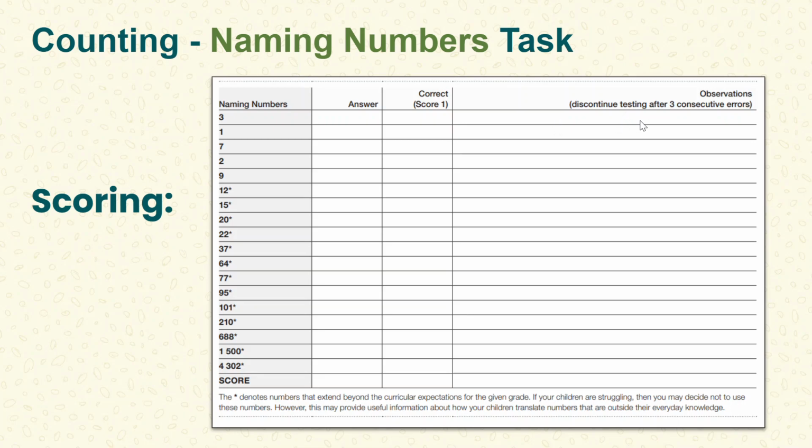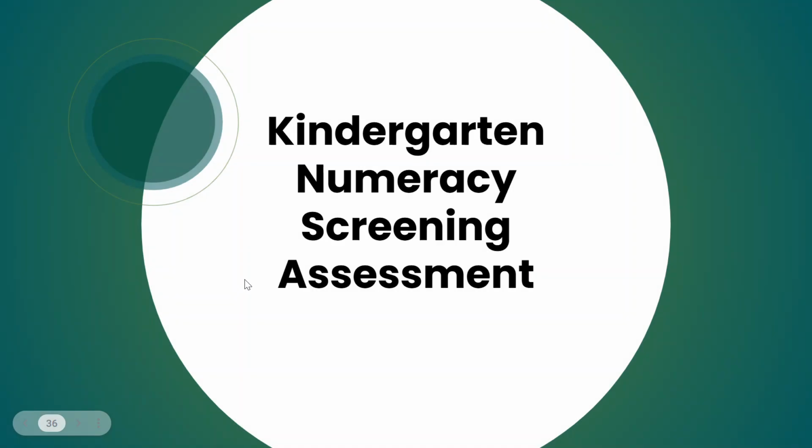You can discontinue testing after 3 consecutive errors and use your professional judgment when looking at the numbers from 12 and beyond. And that brings us to the end of the naming numbers task.